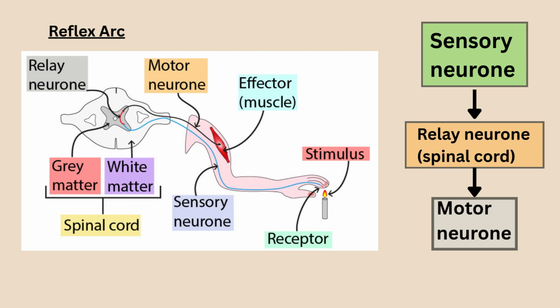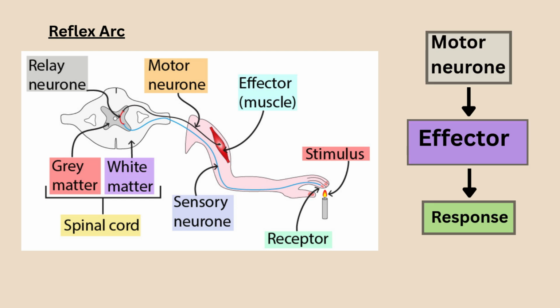As the impulse passes along the sensory neuron, it will then transfer onto a relay neuron within the spinal cord, and then the impulse will transfer onto a motor neuron. From the motor neuron, the impulse will travel to an effector, in this case it's the arm muscle, and the muscle will contract, which will pull the arm away from the candle, and this will be the response.